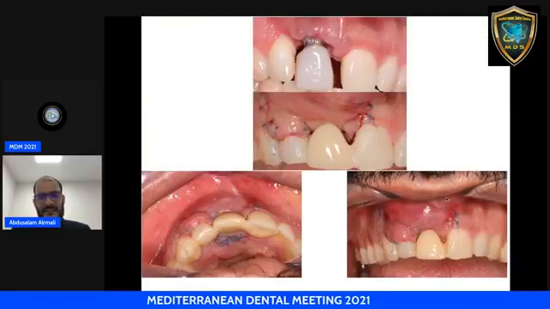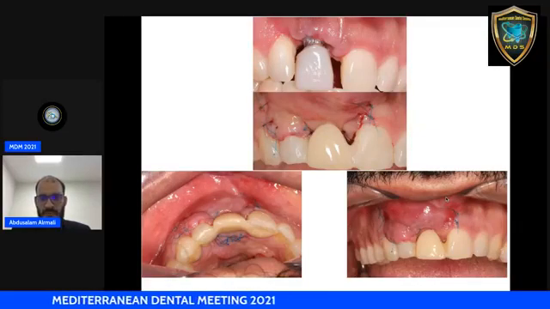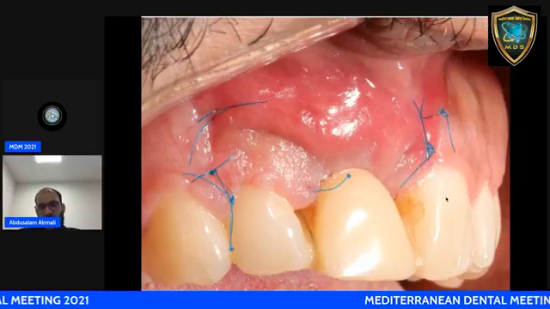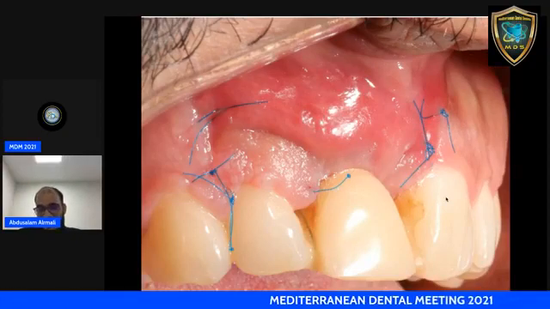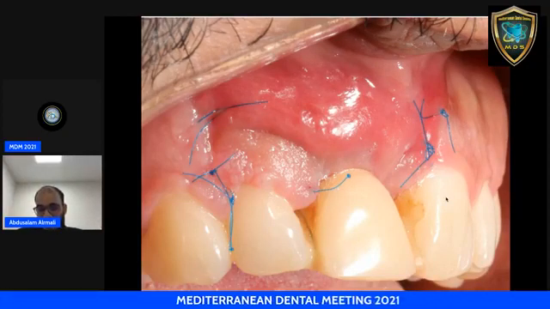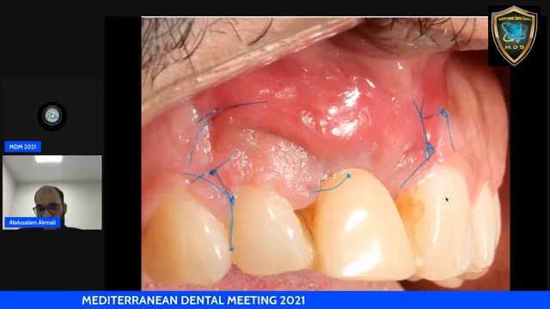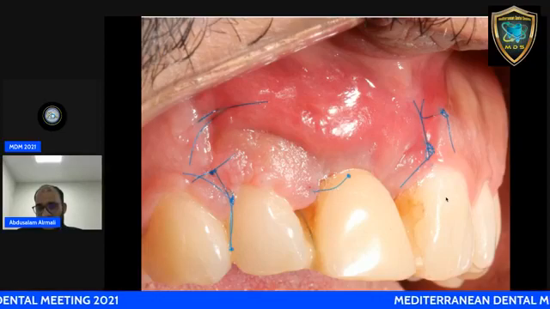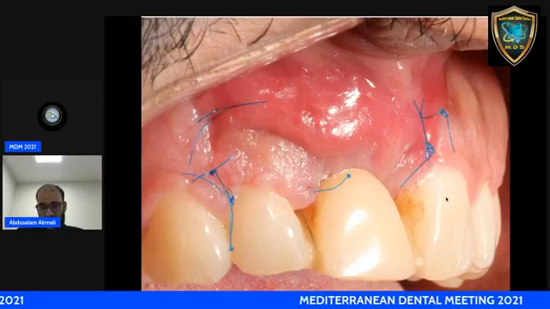Okay, this is the final result, 2 weeks after suturing, and this is after 3 weeks from suturing. Now you can see the stability. You can see the soft tissue interproximally between the central and lateral. This is our target, to improve the interproximal papilla mesial and distal and try to hide the soft tissue.